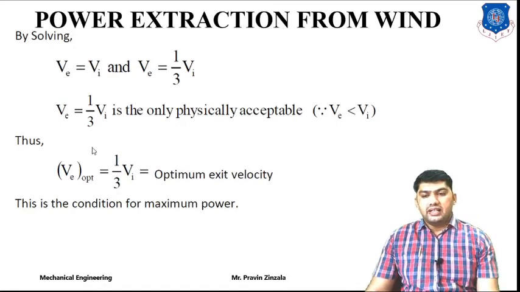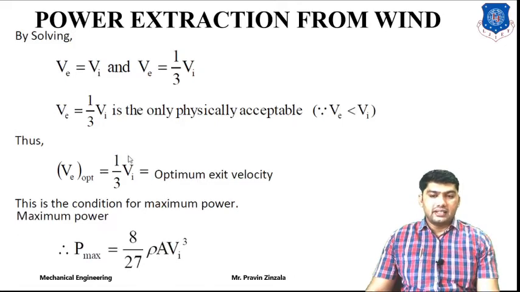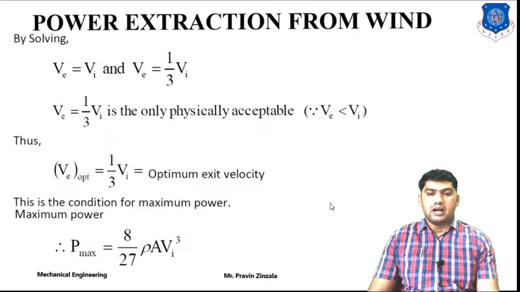power. So inserting V is equal to Vi by 3 in the power equation, we will get the maximum power is equal to 8 by 27 rho A V cube. So this is our equation of maximum power.